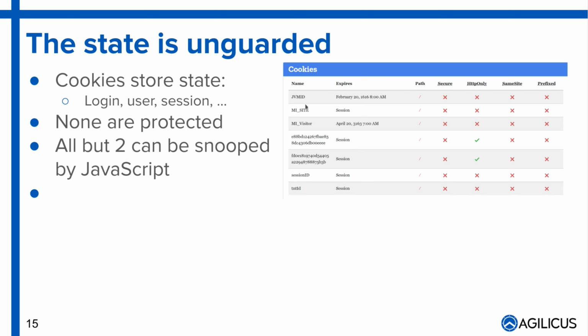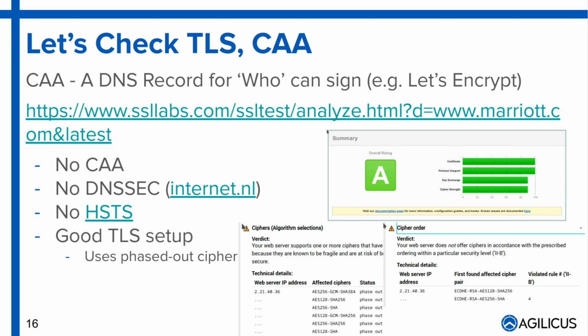But, you and I, try to minimize the use of cookies, ideally to 0, but if you have to have 1, make it encrypted on the server side so the client can't do anything with it, and then make it secure, HTTP only, and use a host prefix so it only goes back to the host that it came from. So let's check TLS CAA. So CAA, this is a record you put in your DNS, and in a nutshell it says who's allowed to create a certificate for my site.